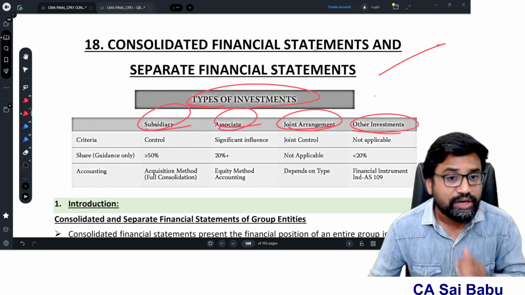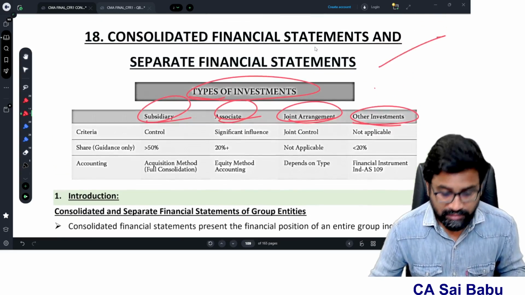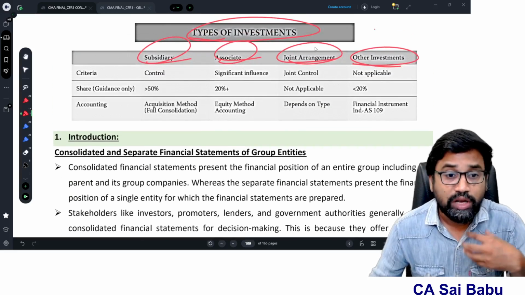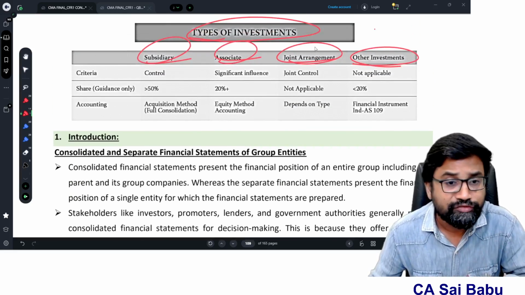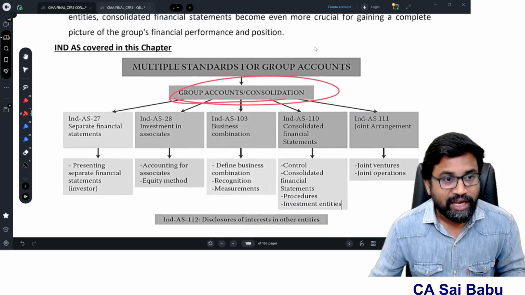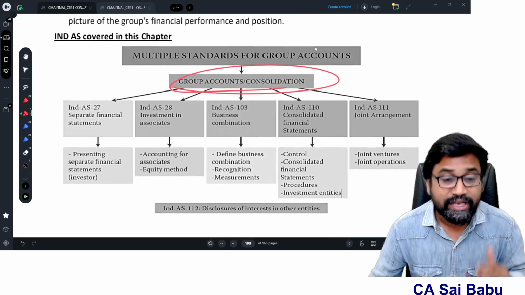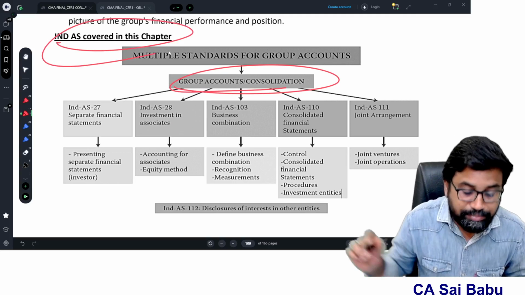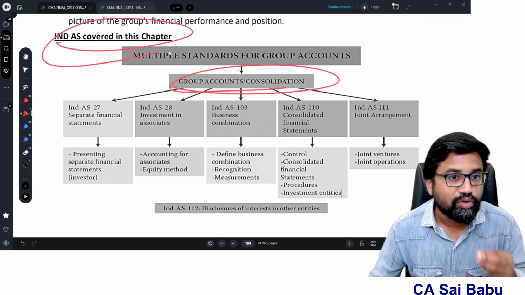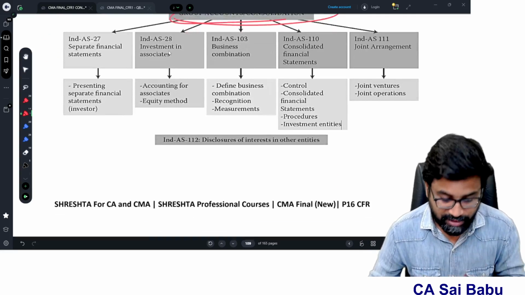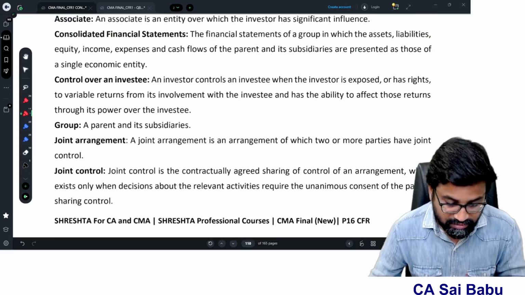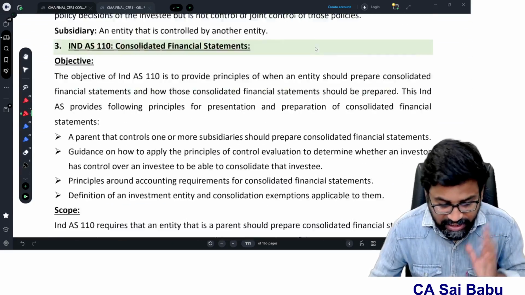Okay. Then consolidated financial statements. So types of investment, when we call any investment a subsidiary, associate, joint venture. And what are the different standards involved in consolidation? Ind AS is covered in this chapter. So many standards, actually 4 or 5 standards are covered in the consolidation chapter. Very, very important chapter. So everything is presented properly.